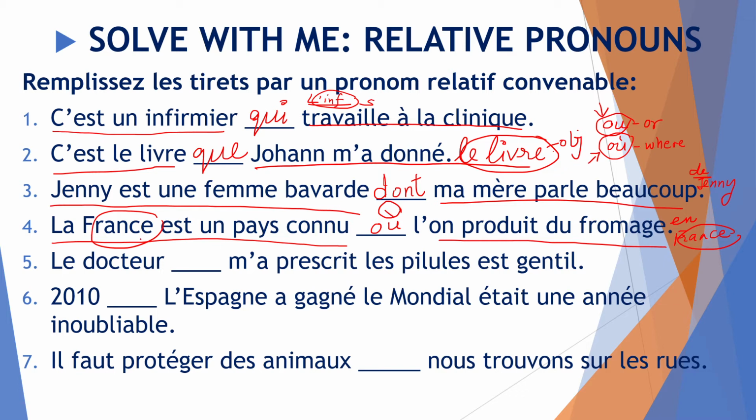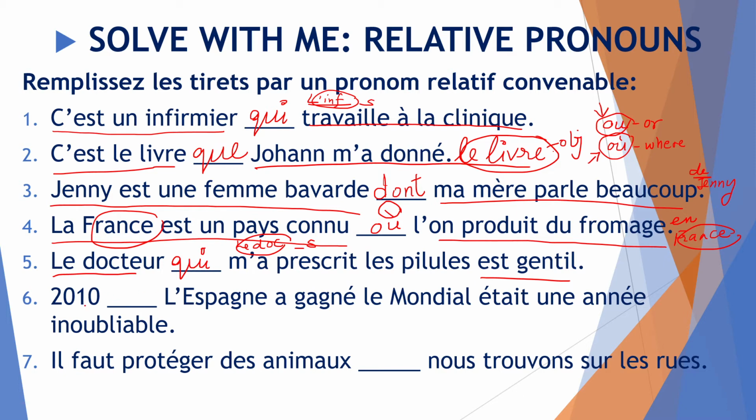Okay? Then, le docteur dash m'a prescrit les pilules et gentil. So when you split it, it will be le docteur est gentil as the first sentence. Second sentence will be le docteur m'a prescrit les pilules. What is the common factor? Le docteur. And it is the subject of the second sentence, so it will become qui.